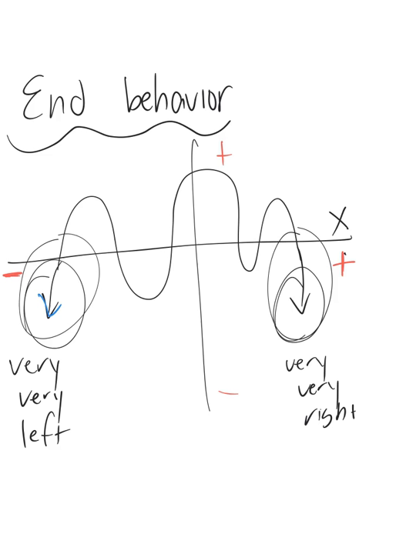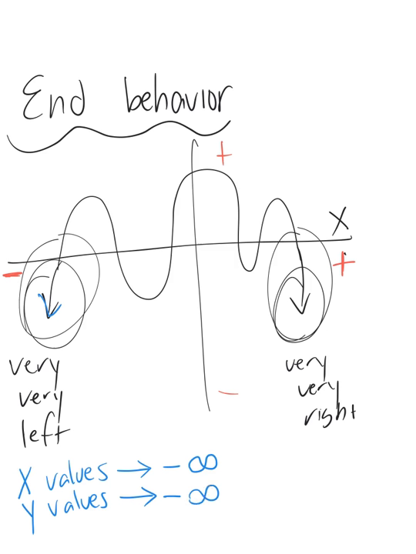Well, it looks like it would probably go up again. Well, it might, but let's just say it keeps going down. If it keeps going down, then it's just going to keep going down in the negative. So the x values are going to approach, I'm going to draw an arrow, negative infinity. The y values, you said it was going to be negative, right? They're going to approach negative infinity.